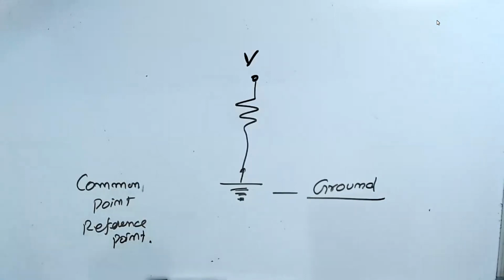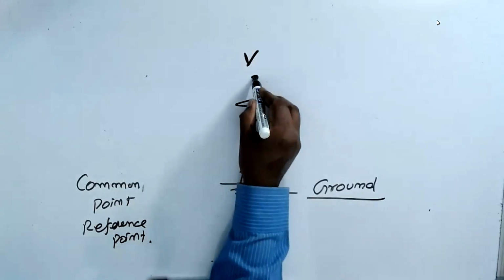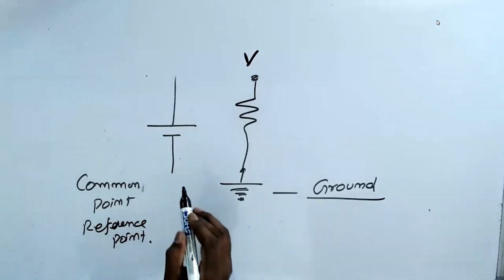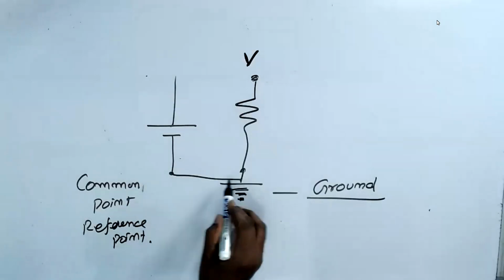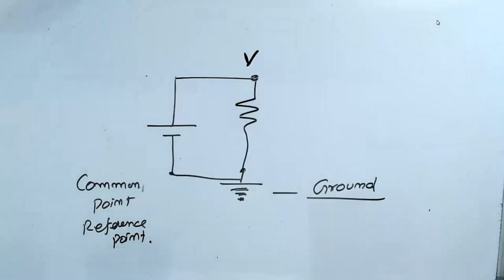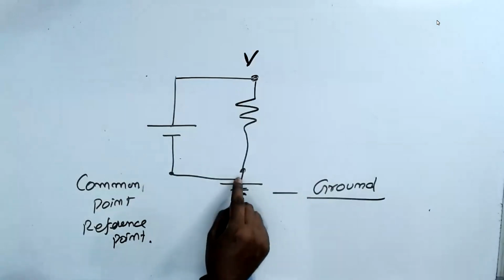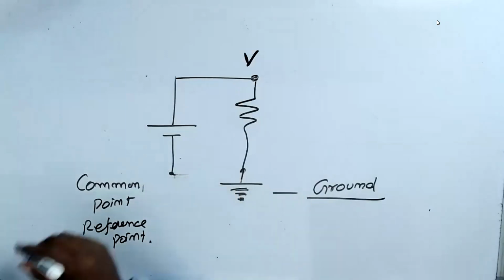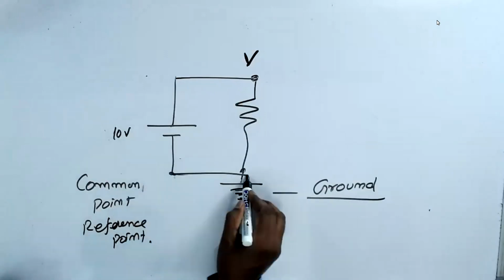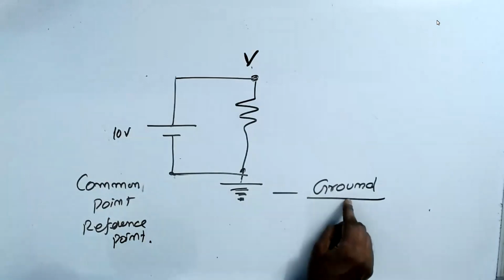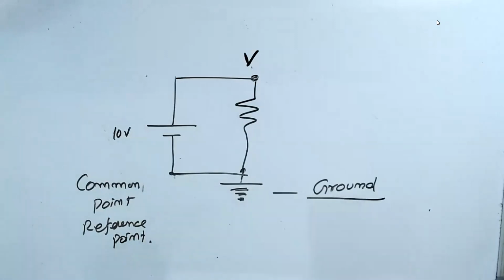You understand? So the battery's negative is connected here and positive is connected here. In this case, we make negative the common point. Now if this is 10 volts, this becomes 10 volts. So this is called ground. Understand?